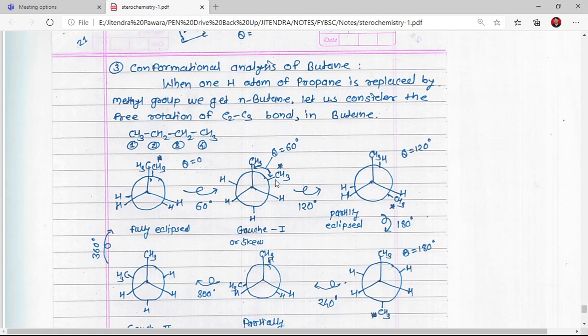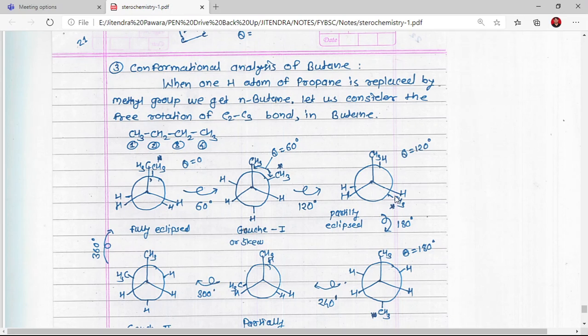Again, when you rotate the back carbon by 60 degrees, you get a partially eclipse conformation. Why is it called partially eclipse? Because there are CH3H interactions. The first one is the fully eclipse conformation, because one CH3 group directly overlaps the second CH3. Structure number 3 is partially eclipse, because there is no direct overlapping of CH3-CH3; there are CH3H, CH3H and HH interactions.